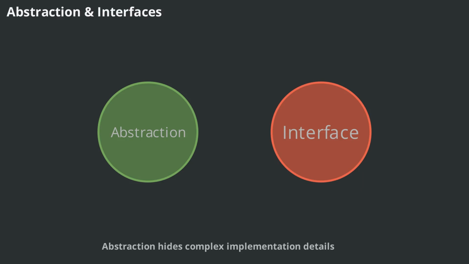Abstraction hides complex implementation details and exposes only the necessary parts. Abstract classes and interfaces are tools for achieving abstraction in Android. Interfaces also enable multiple inheritance, letting classes implement multiple behaviors. Interviewers may ask you to design interfaces or explain their advantages in large projects.